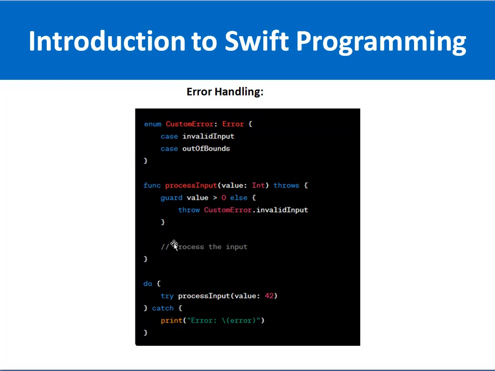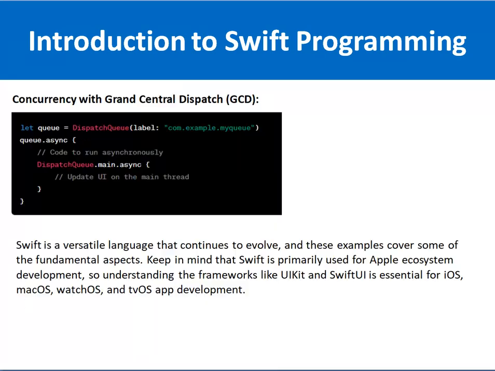So basically it has a try-catch concept here. In the try we put the function. If there is any error, it will be caught here with the print error. The error is like this. Okay, CustomError.invalidInput will be printed here.